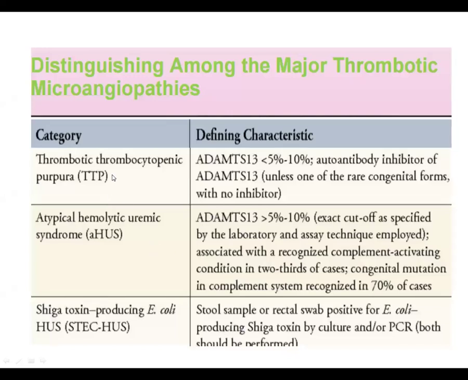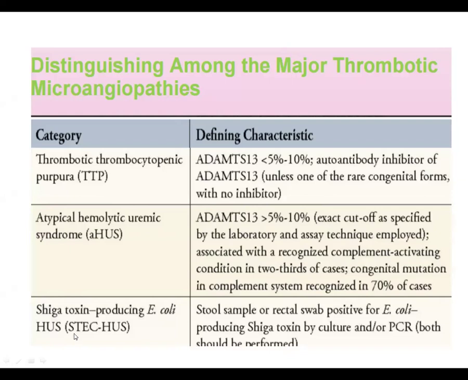So this thrombotic thrombocytopenic purpura may be due to the deficiency, maybe autoantibodies, an inhibitor of this enzyme, or rarely a congenital form with no inhibitor. It may be due to the hemolytic uremic syndrome, which is associated with recognized complement activation conditions in two-thirds of cases, and congenital mutation in the complement system recognized in 70% of the cases.